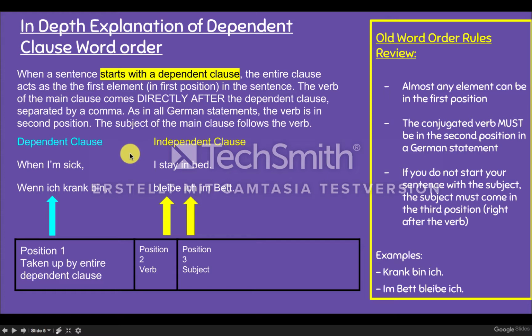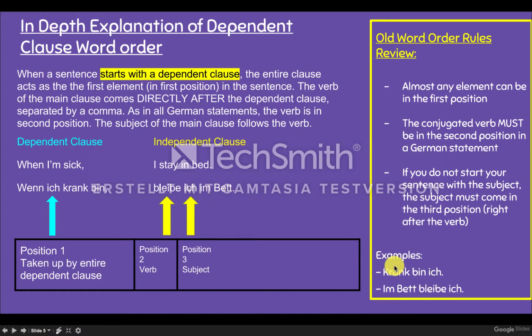Here's a more broken down explanation of what I just went over, which is when you start with a dependent clause, think of position 1 as being taken up by the entire dependent clause. So the whole clause, subject, verb, conjunction, adjective, that's position 1. So what's our rule? Well, in position 2 comes the verb. So that's why bleibe is here. Position 3, the subject has got to be as close to that conjugated verb as possible. So that's why it's there, and then everything else.